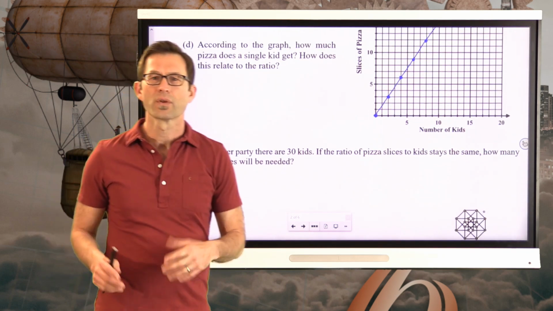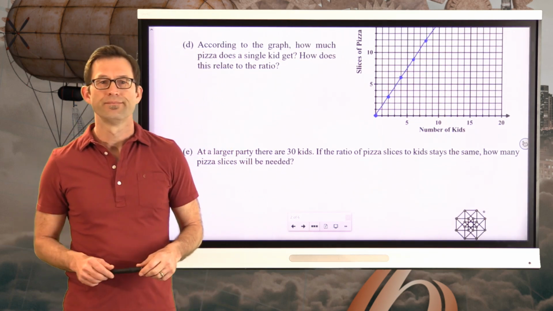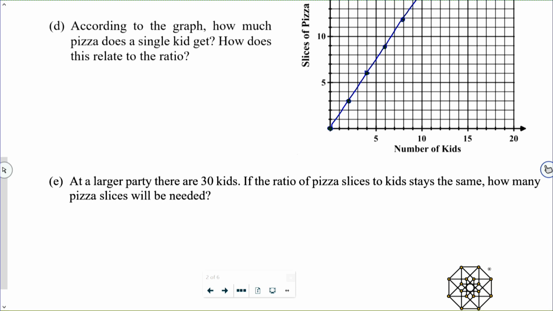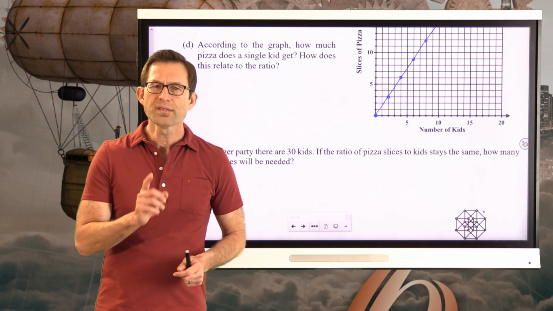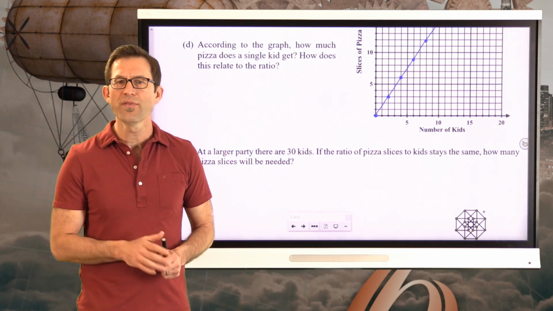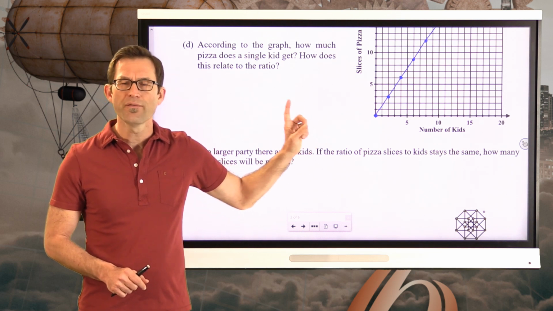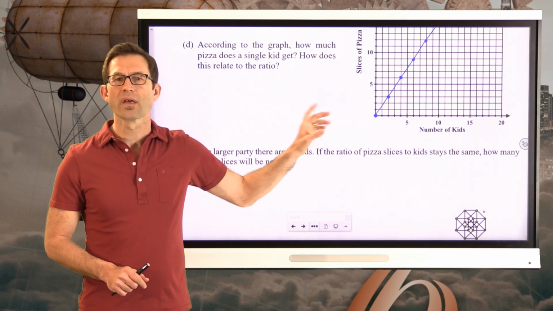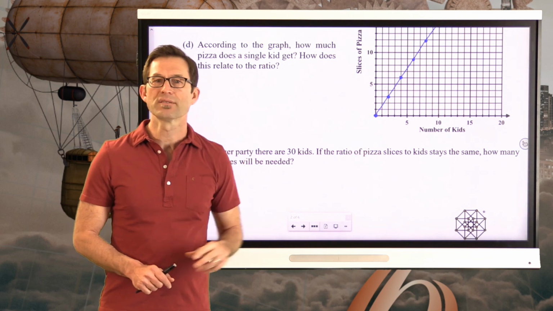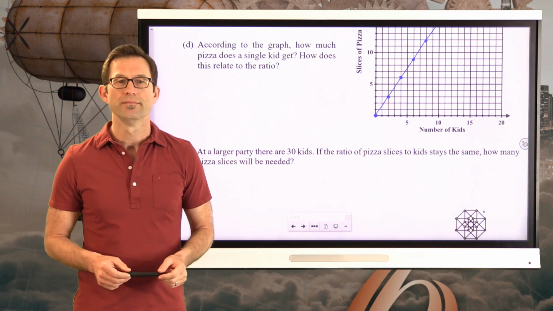Now, letter D, quite important. Let's take a look at that one. According to the graph, how much pizza does a single kid get? How does this relate to the ratio? All right, let's take a look at this, and I'd like you to pause the video now. Take a look at this graph. It's a little bit challenging. See if you can figure out how many pizza slices each kid gets based on this graph. Take a moment.